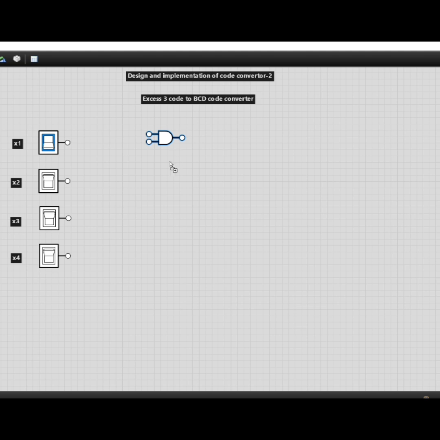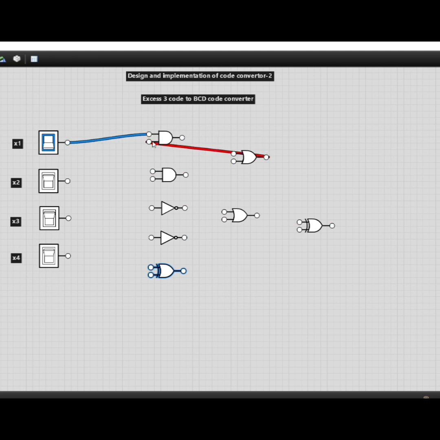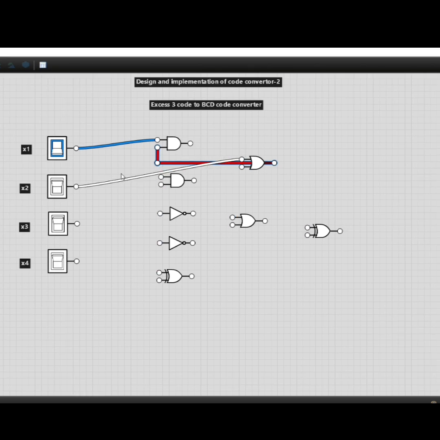And the next one is XS3 code to BCD code. For this you need 4 inputs x4, x3, x2, x1, 2 AND gates, 2 OR gates, 2 NOT gates, and 2 XOR gates. Give the connections.